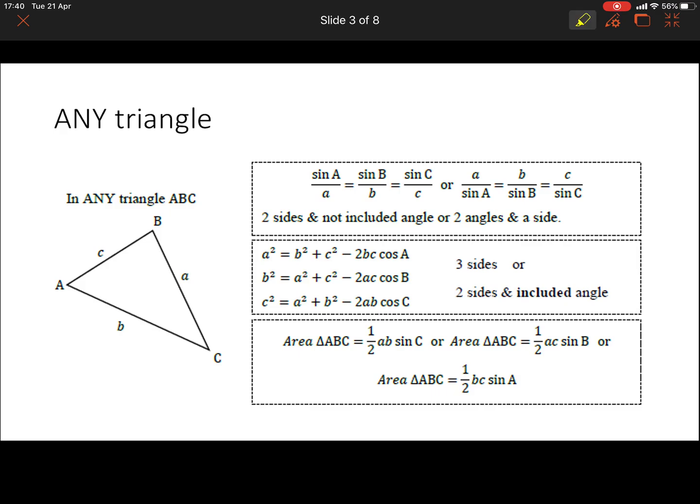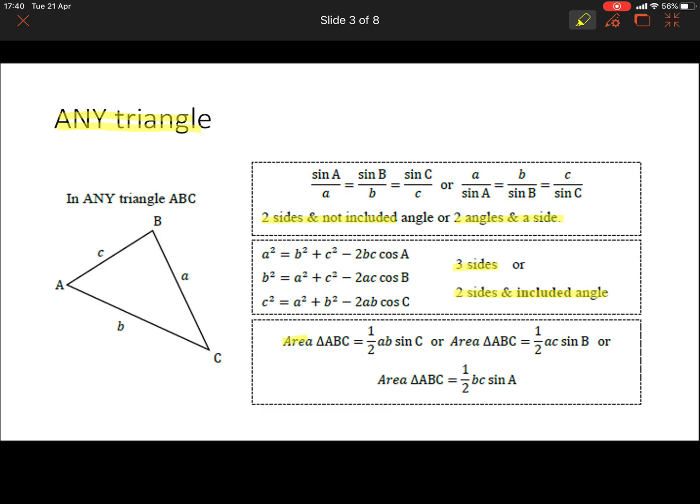Next thing that we learned in grade 11, and this could be done in any triangle. These formulae will be on your formula sheet in some format. If you want to use the sine rule, you must have two sides and the non-included angle, or you must have two angles and a side. If you want to use the cos rule, you have to have three sides. And if you want to use the cos rule, you could also have two sides and the included angle.